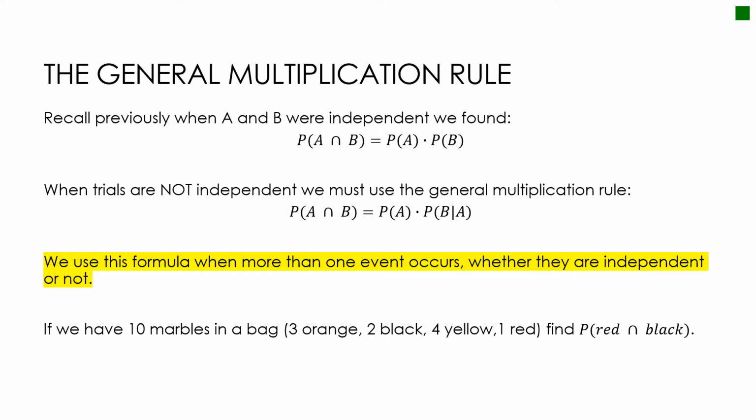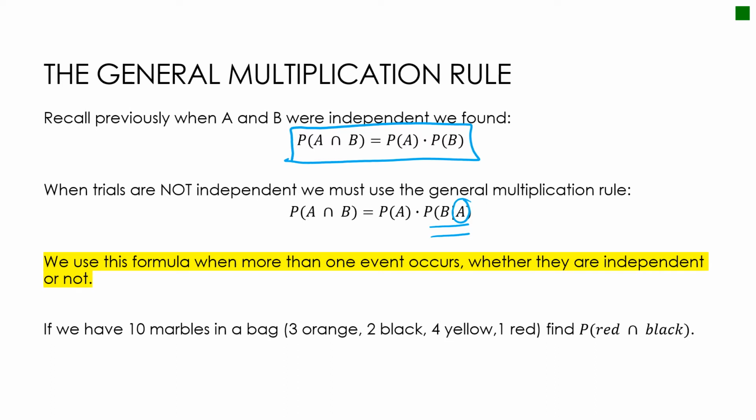So previously we used this formula. We said, okay, if they were independent, we could just take the probability of A times the probability of B. And when the trials were not independent, now we're going to have to use a concept that we just learned about. And that says, find the probability of A, multiply it by the probability of B, but assume that A already occurred. Now, the good news is, if they're independent, it works, and if they're not independent, it also works.